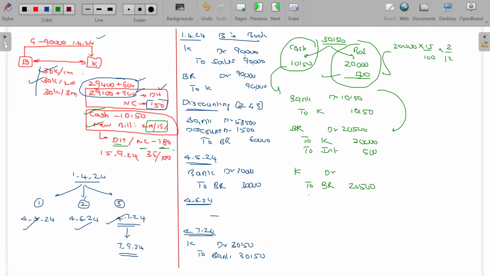So K account debit to noting charges. Bank. This value being 180. The overall collection being 20,680. K account debit to BR, to bank. Is that clear?